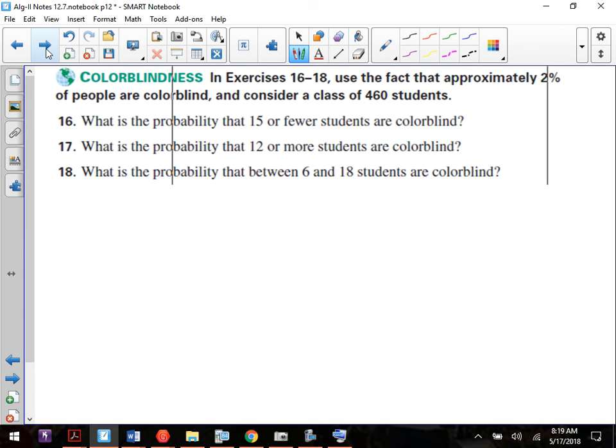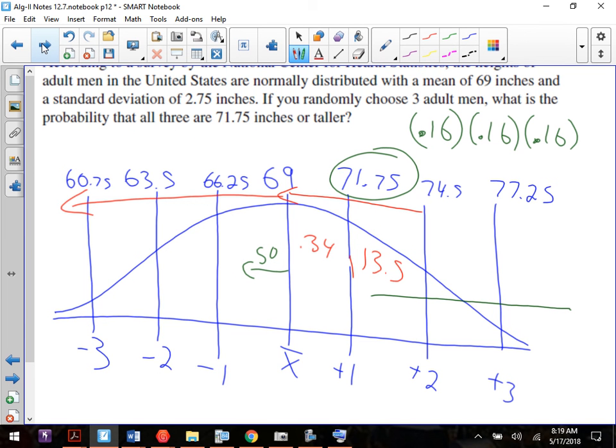Color blindness. Use the fact that approximately 2% of people are colorblind. Oh, wait, this is a different problem. Sorry, this is different.